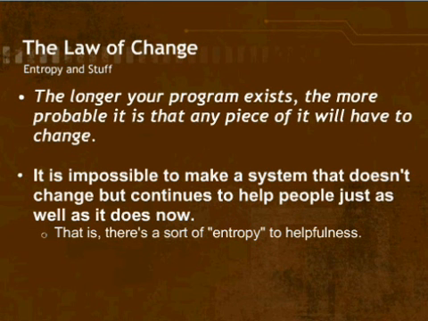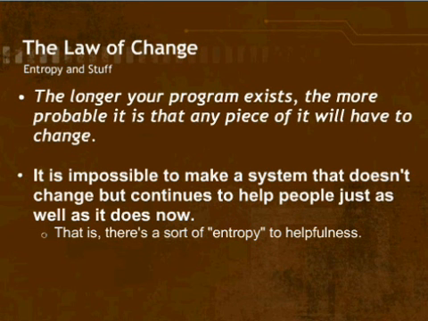So let's get to the law of change. The law of change says the longer your program exists, the more probable it is that any piece of it will have to change. It's pretty straightforward. If you have a system with various pieces, you look over those pieces and look at how often they change. You can see that even when you write something and think this piece will never change, 10 years later it's totally different, right? But it's a probability. You don't know exactly which piece is going to change, but you can guess that in the aggregate there's going to be a fairly steady rate of change, as long as you want your system to continue to help people.